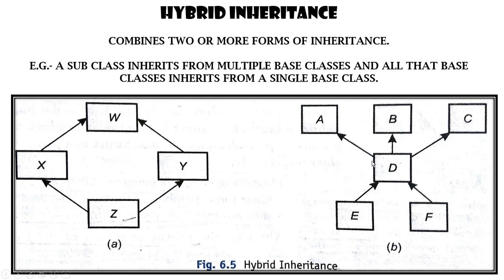In the next, we are combining again two forms of inheritance. The first one, while creating this, we have the base classes a, b and c, and we are creating d from a, b and c. Therefore this is a multiple inheritance because we are creating one from 3. The next step, we are creating two subclasses from one base class. Therefore this is a hierarchical inheritance. So yeah, in hybrid inheritance we are combining two or more forms of inheritances.